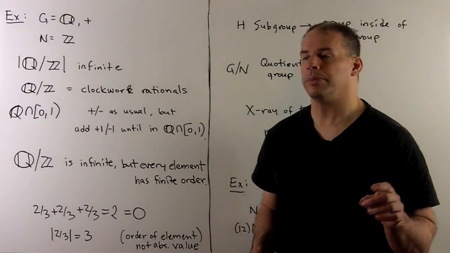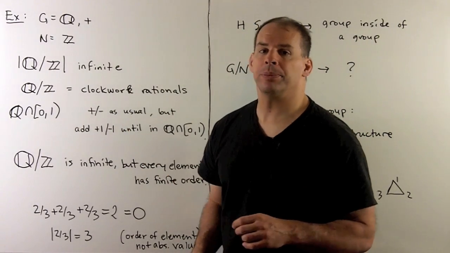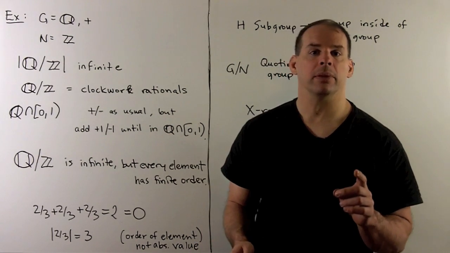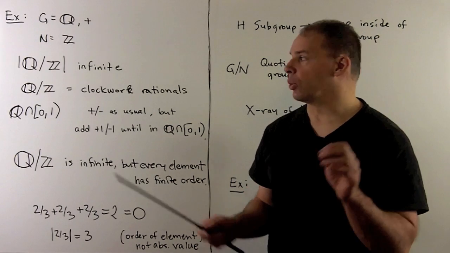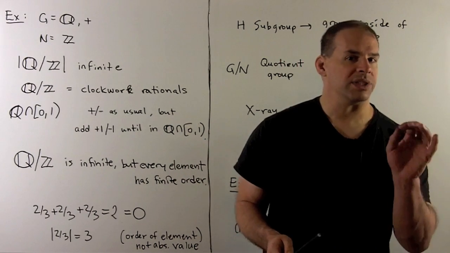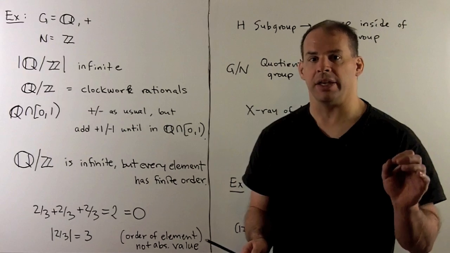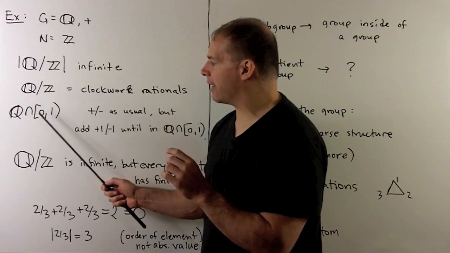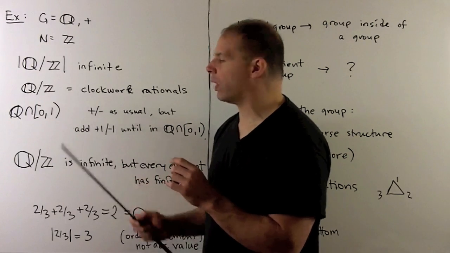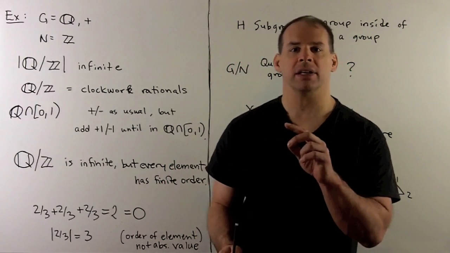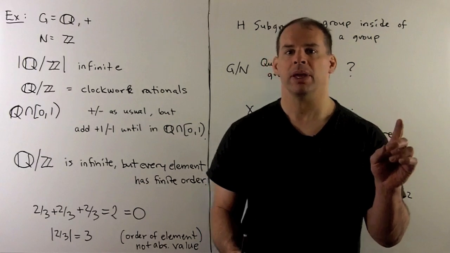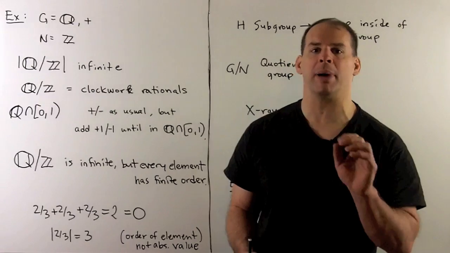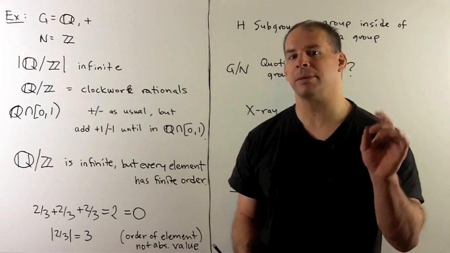For a final example, we'll let our group be the rationals under addition with the normal subgroup given by the integers. Now, the quotient group has infinite order. How do we see that? So how should we think of Q mod Z? If we take the rational numbers in the half-interval [0, 1), including 0, excluding 1, we can add or subtract any of those points as usual, except if we land outside the interval, we add or subtract multiples of 1 until we wind up back in the interval. So it's an analog to modular integers.